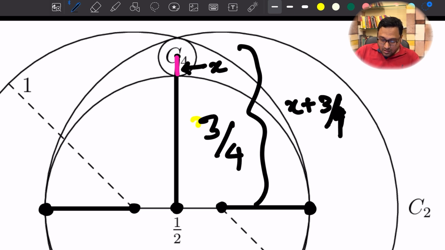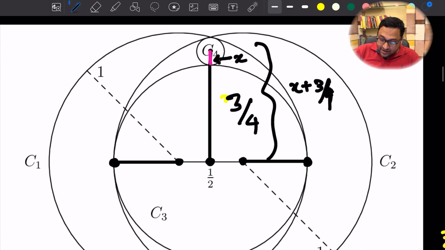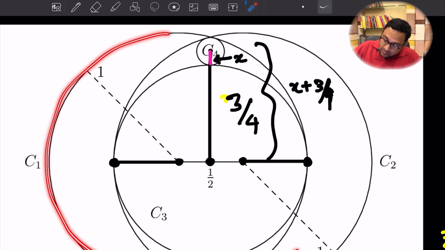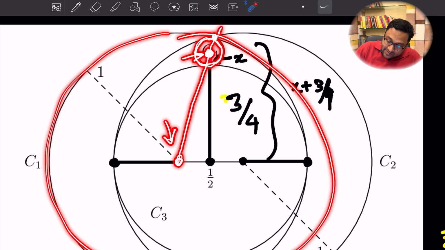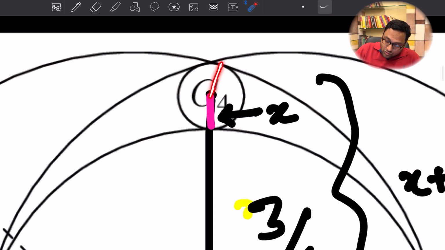Okay? Now, let's look at this one carefully. We have C1 and C4. These are tangent to each other. So from the point of tangent C to the center, this center point and this point of tangent C have to be on the same straight line. This portion is X, this little portion. Here we go, because that's the radius. That is X.